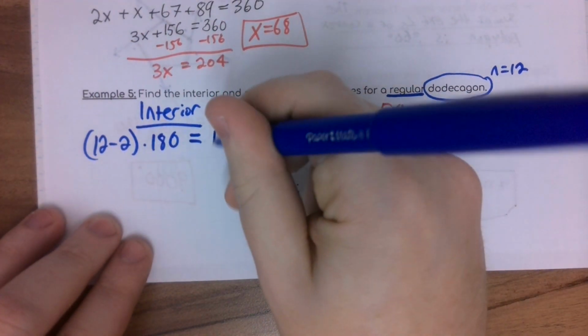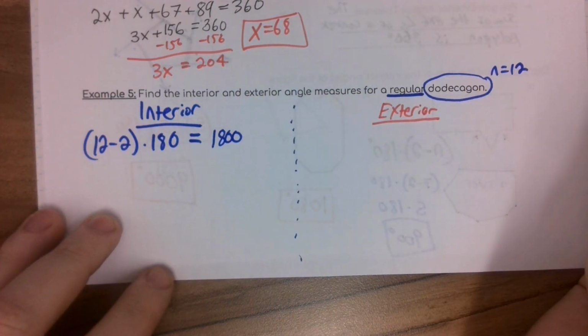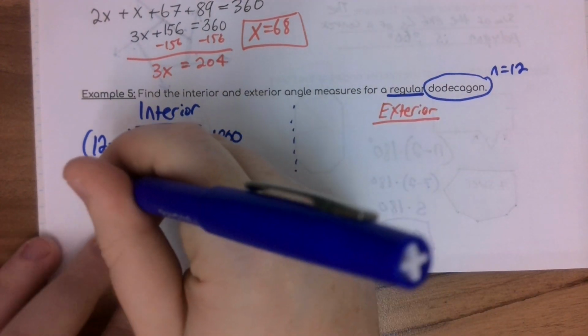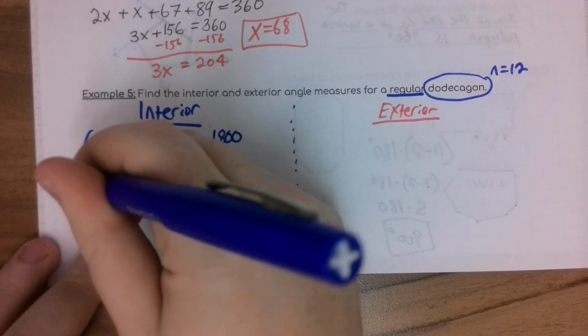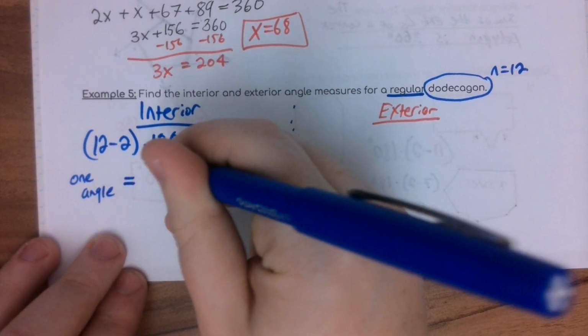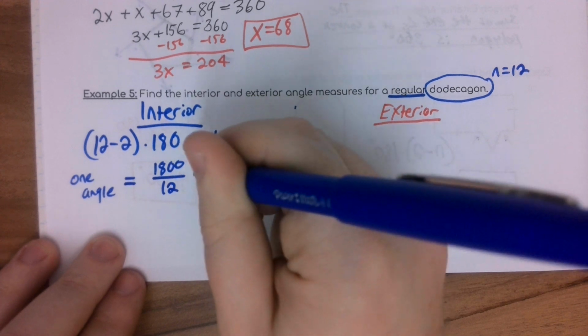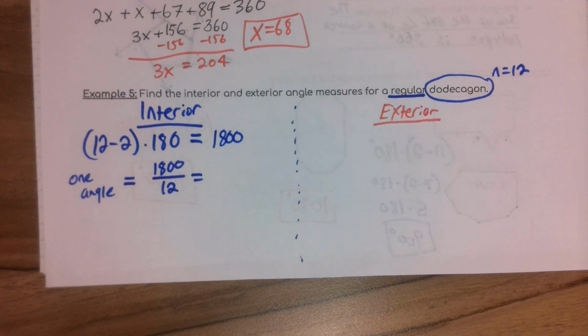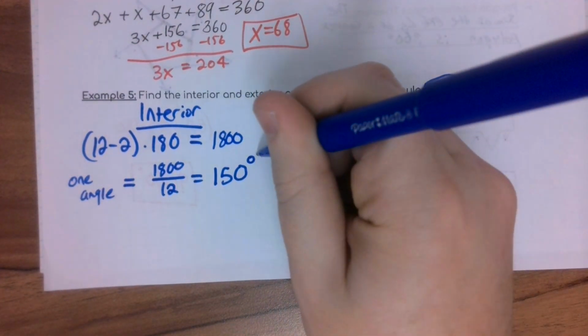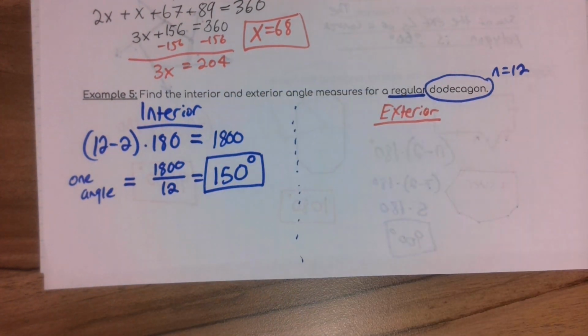12 minus 2 is 10, times 180 is 1800. Since there are 12 sides, we can say that one angle is going to equal that entire sum cut up into 12 different angles. 1800 divided by 12 is actually just going to give us 150. So we found it. Each interior angle in a dodecagon is 150 degrees. You've got 12 150 degree angles.